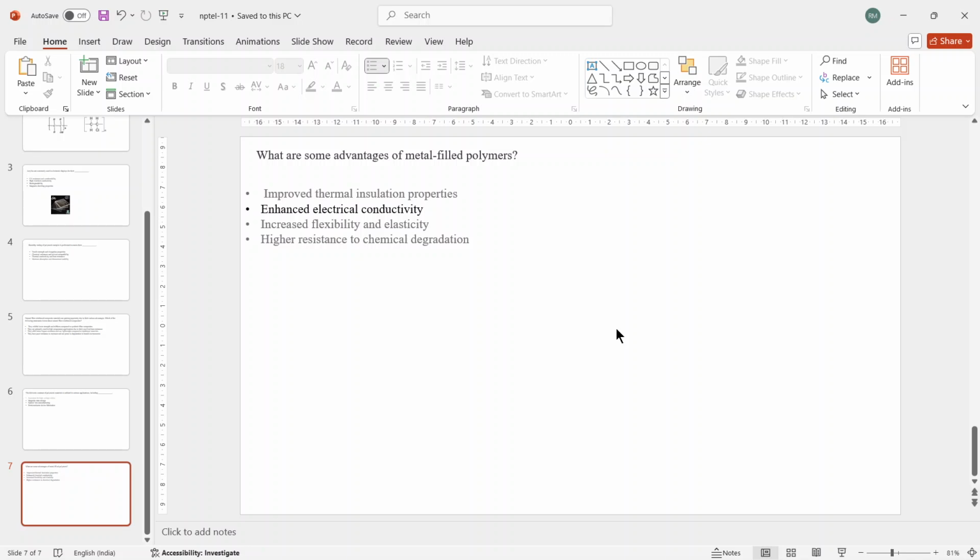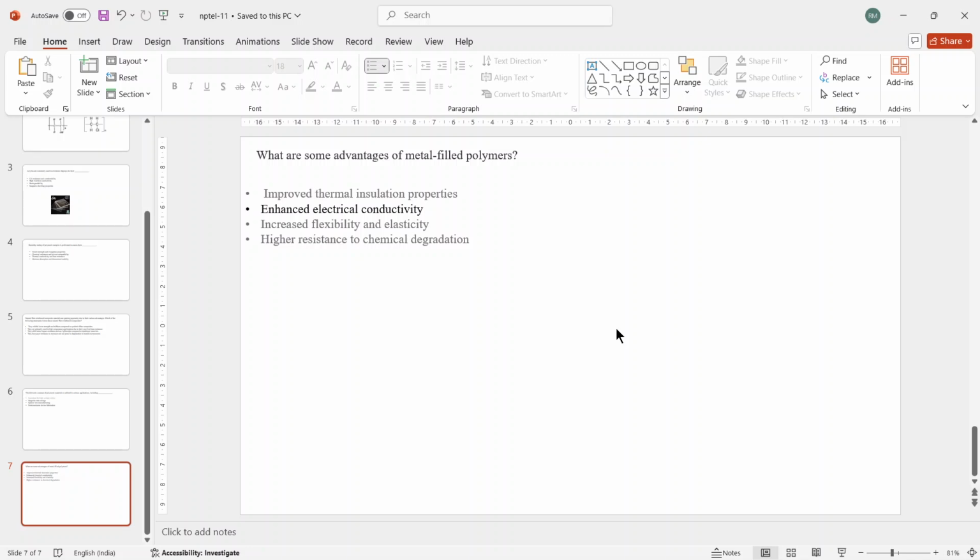Last one we have: what are some advantages of the metal filled polymers? Improved thermal insulation properties. Again, if you are filling polymer with metals, definitely the thermal conductive properties will increase, not the insulation ones. So the first statement is false.